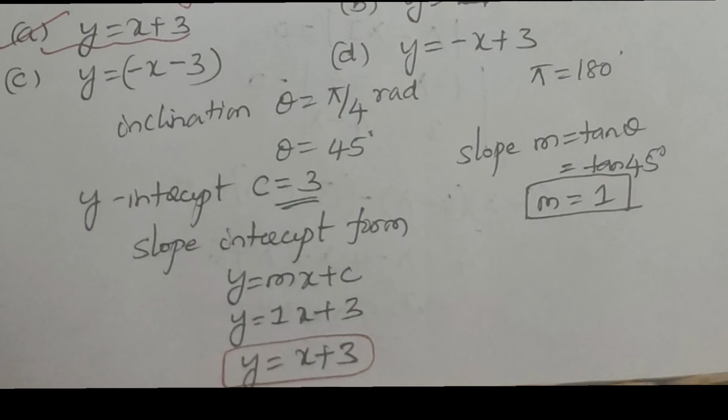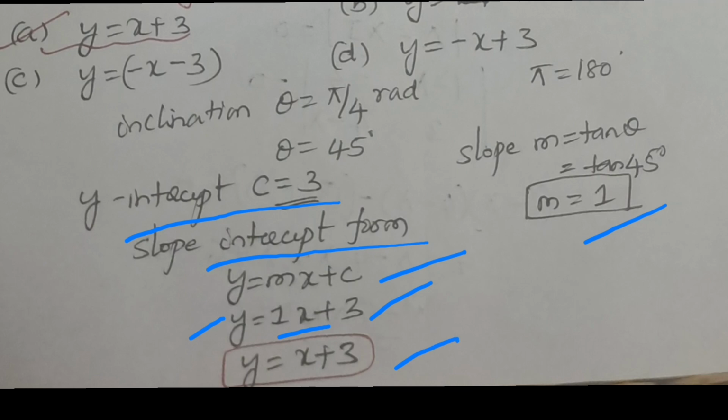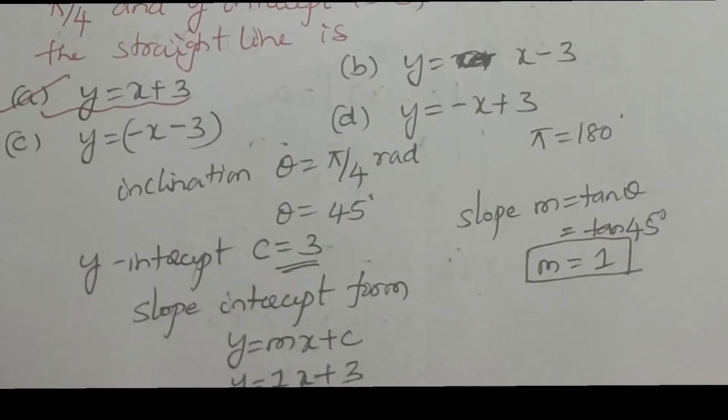So the y-intercept is also given in the question, c is equal to 3. The slope intercept form is y is equal to mx plus c. So y as it is you write down. What is m? 1. You have to substitute 1 for m. C is given as 3, you have to substitute here. So you will get the equation y is equal to x plus 3. So the answer will be option A, y is equal to x plus 3. We'll move on to the next question.